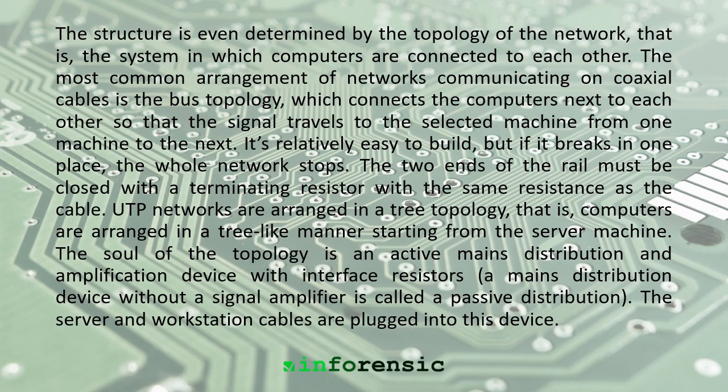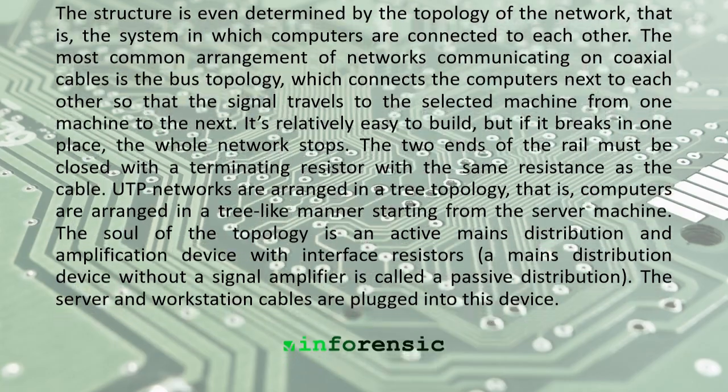UTP networks are arranged in a tree topology, that is, computers are arranged in a tree-like manner starting from the server machine. The soul of the topology is an active mains distribution and amplification device with interface resistors. A mains distribution device without a signal amplifier is called a passive distribution. The server and workstation cables are plugged into this device.